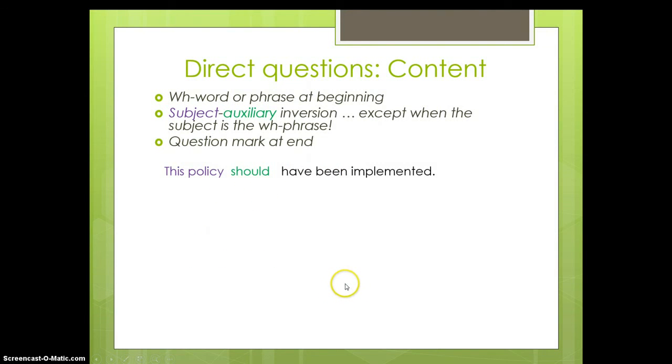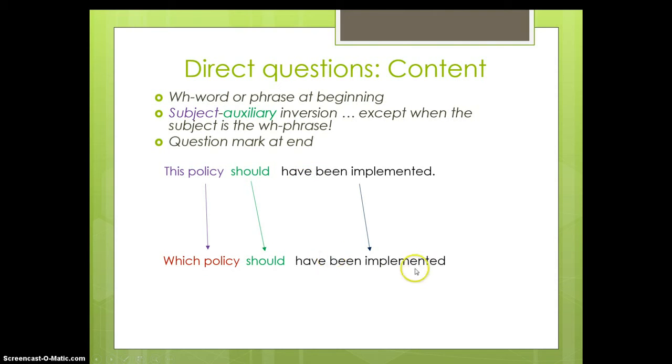Okay. Now, here we have something where we really do have the subject. So what's going to happen here? WH word or phrase at the beginning and subject auxiliary inversion, but something different this time is the subject is going to be the WH phrase. So observe, this policy comes down here as which policy. So I'm just going to put another little arrow here. Well, no, first I'm going to do the auxiliary, put that down there, and the rest of the sentence unchanged.